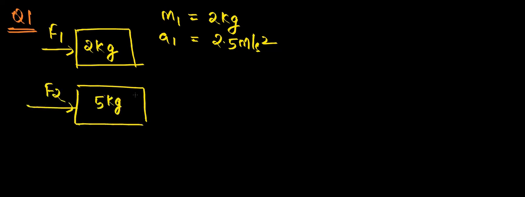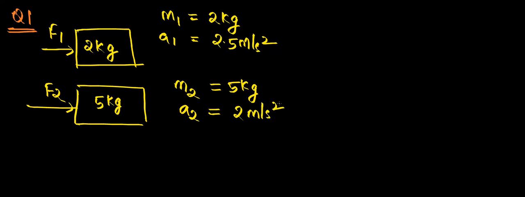Another force F2 acts on another body which is 5 kg mass. Another force F2 acting on a 5 kg body produces an acceleration of 2 meter per second square. Find the ratio of forces F2 by F1. You have to find F2 is to F1.